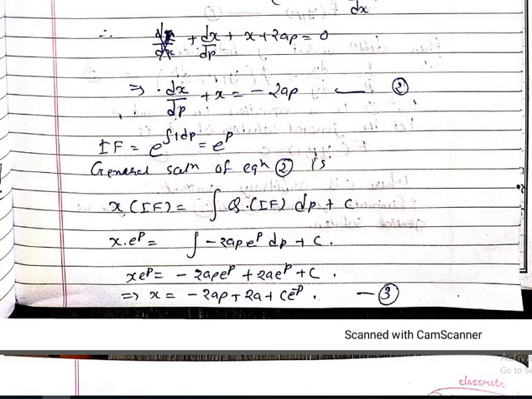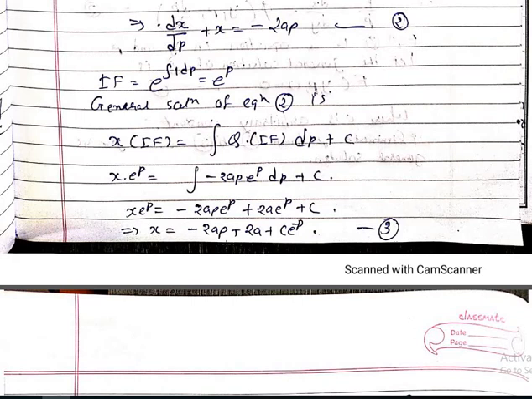Here applying u into v, that will give you minus 2ap as it is, integration of e raised to p is e raised to p, minus minus plus 2ap has a derivative 2a, and second integration of e raised to p will be e raised to p. Dividing by e raised to p, that will give x is equal to minus 2ap plus 2a plus c into e raised to minus p.